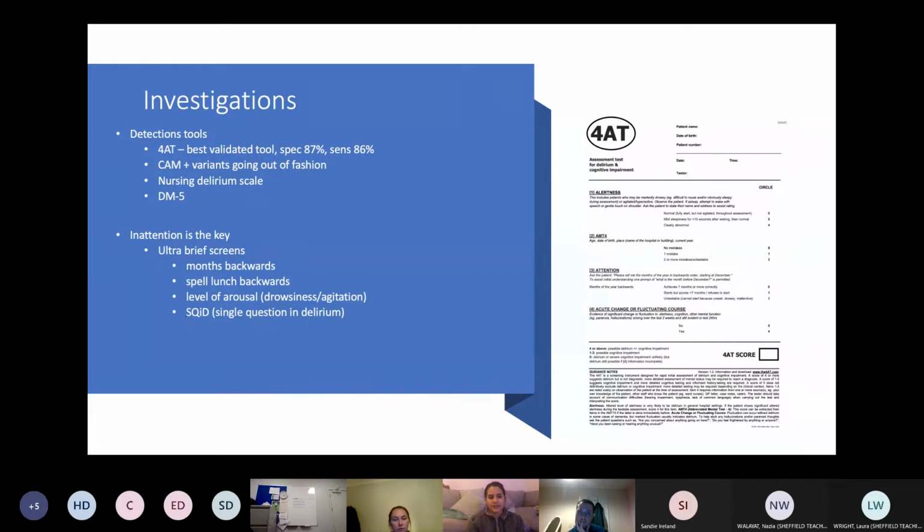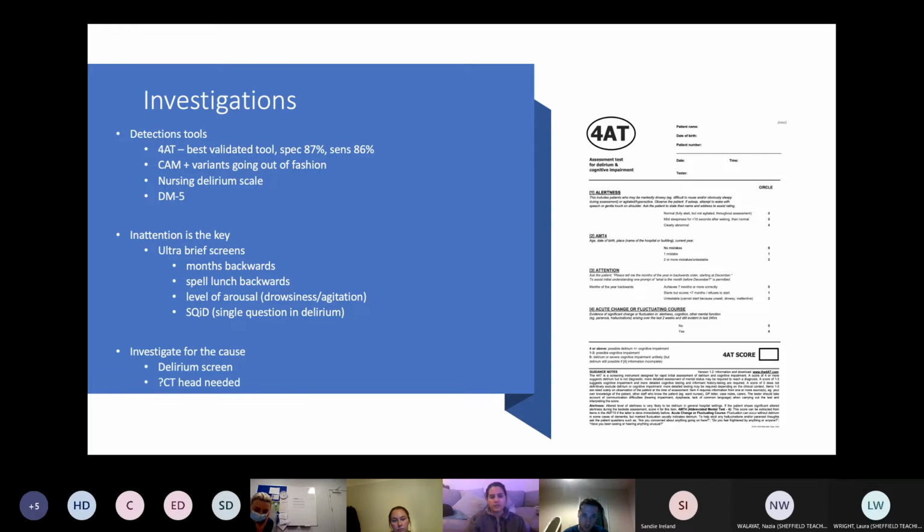Again, as I say, inattention is probably one of the key aspects of delirium. So even if you can't do a full 4AT, getting people to count backwards from 20, or count the months backwards, or spell a word backwards, or just thinking about their level of consciousness is a good screening tool to determine whether someone has delirium or not. The SQiD is the single question in delirium, which is really people seeing someone and thinking, is this person more drowsy, more confused, more agitated than they were yesterday, and why is that?